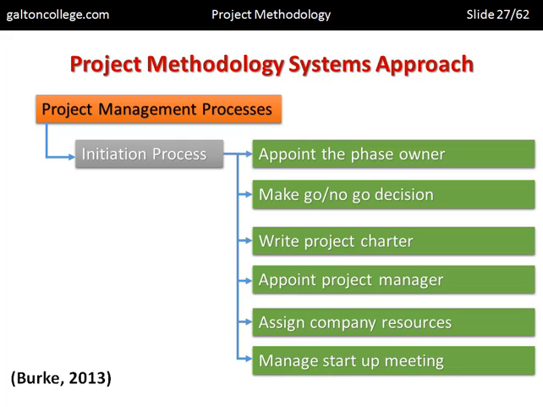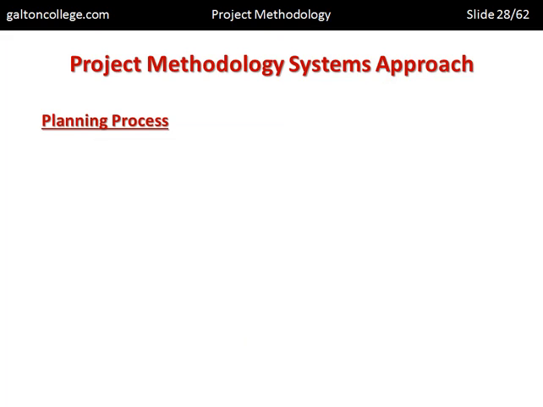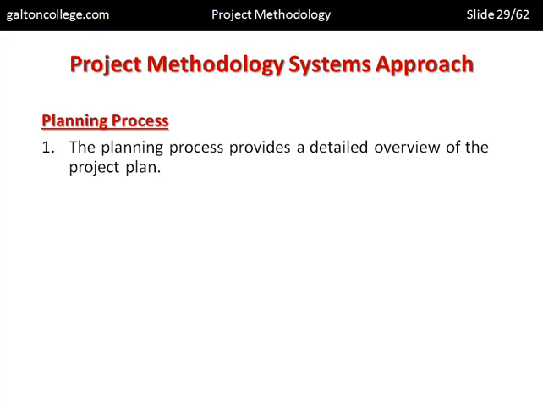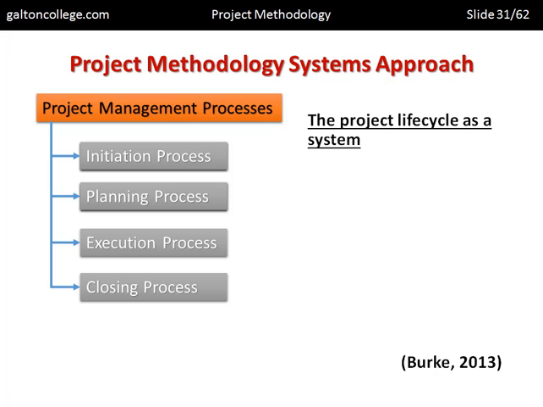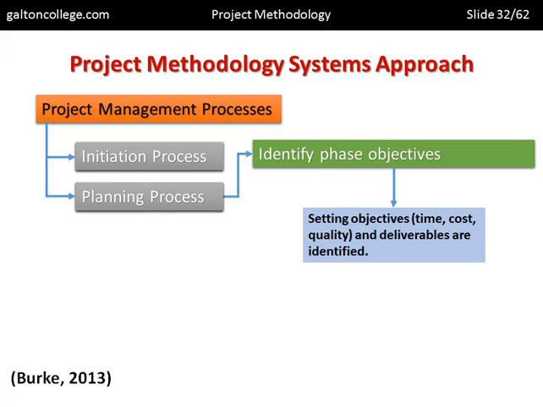So that's the set of tasks within the initiation process. Now the planning process. Well, the planning process provides a detailed overview of the project plan. The following phases outline the key activities and documents required during the process. So the project lifecycle has a system: the initiation process, the planning process, the execution process, and the closing process. Well, here we're going to deal with the planning process.